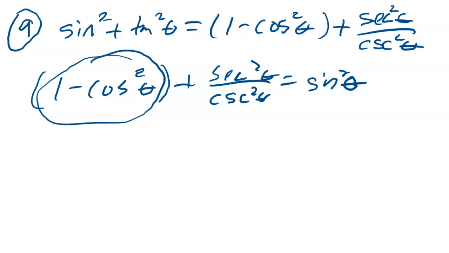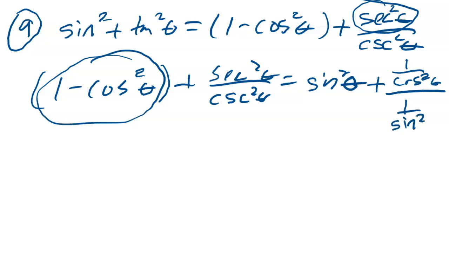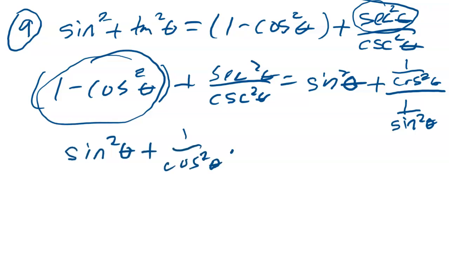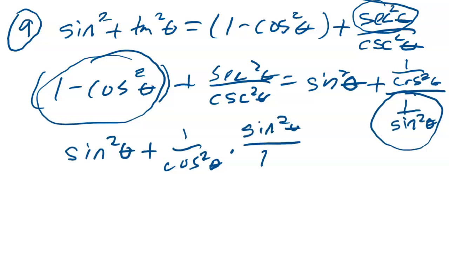All right, plus, okay, I'm going to rewrite this one because I'm kind of stuck with that. I'm going to rewrite this as 1 over cosine squared theta divided by 1 over sine squared theta. And then you can easily see that this is going to turn into tangent, but I'll do it in steps here. So I'll get 1 over cosine squared theta times, you're going to multiply by the reciprocal, sine squared theta over 1. And so you get sine squared theta plus tangent squared theta. And we're done. There we go.